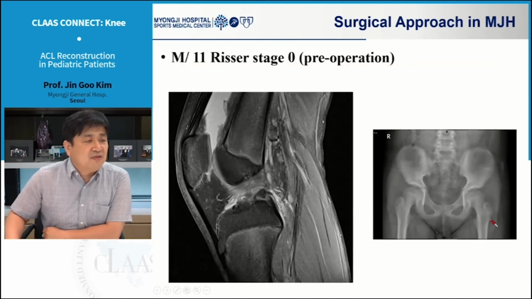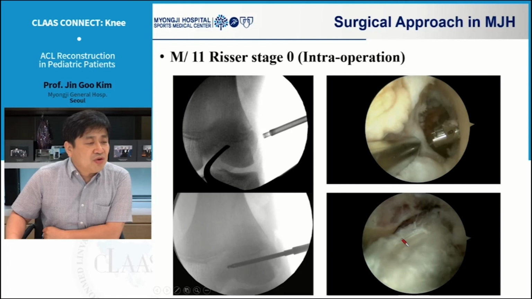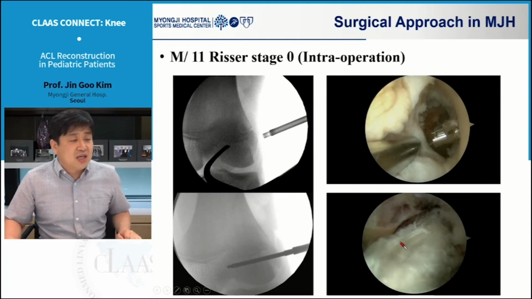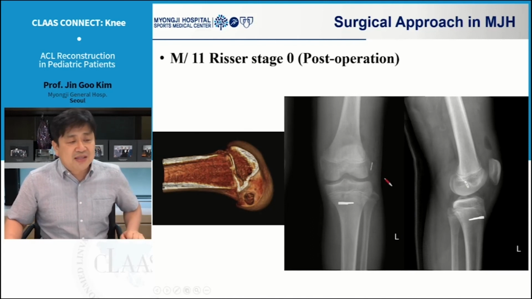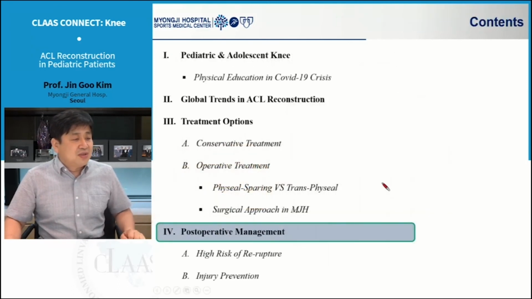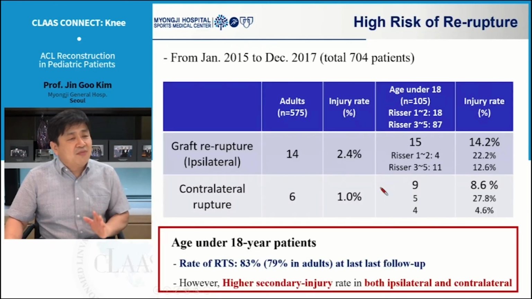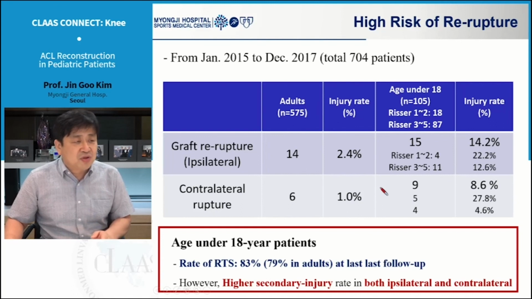This is the case of an 11-year-old male with Risser stage 0. So we introduced the flip cutter with the CM, and then for the safety of the physis, we can introduce the outside-in technique. This is the CT, and this is the X-ray showing the sparing of the physis. So this is the result. And we have a special consideration after the surgery.